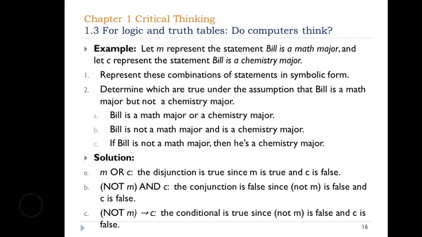So, M or C, the disjunction, is true since M is true and C is false. Not M and C, the conjunction, is false since not M is false and C is false. Not M implies C, the conditional, is true since not M is false and C is false.